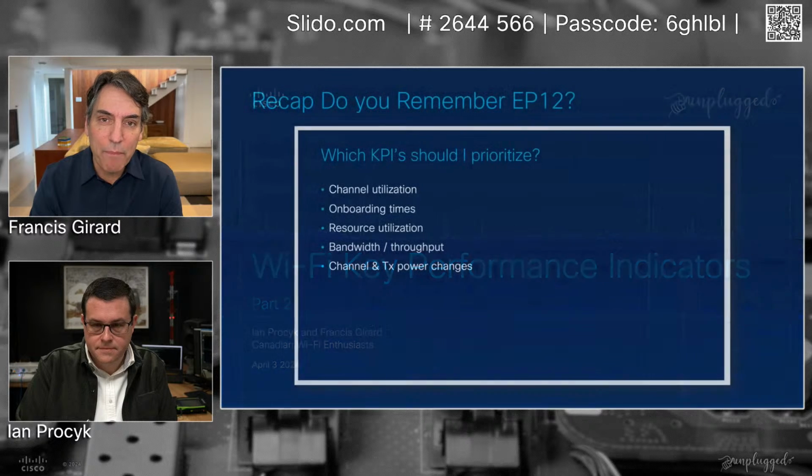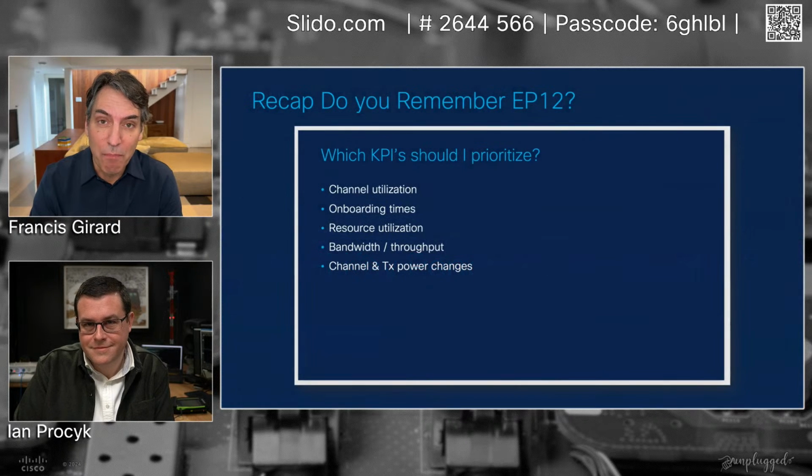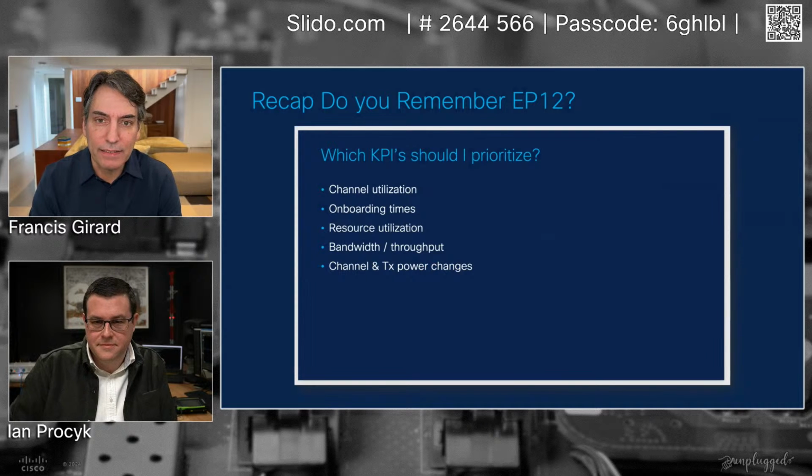Episode 12 was over nine months ago. Ian and I were reviewing the KPIs that anybody managing a wireless network should be looking at. We went through around 20 different key performance indicators that should be monitored. At the end of that session, we identified our top five, the ones that the Wireless Center of Excellence, as a team, identified as the most important to monitor.